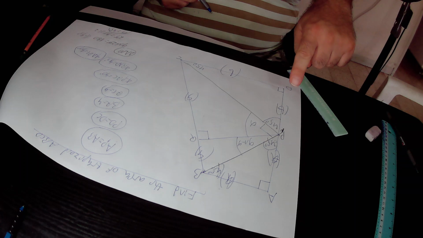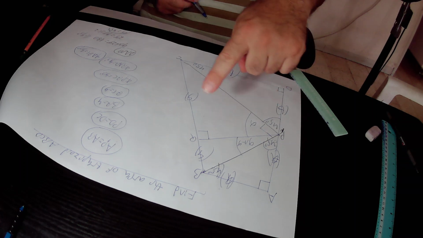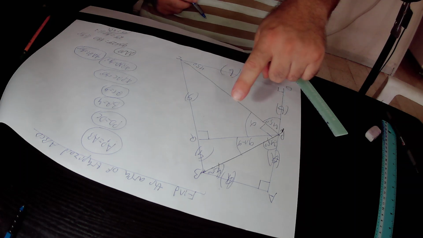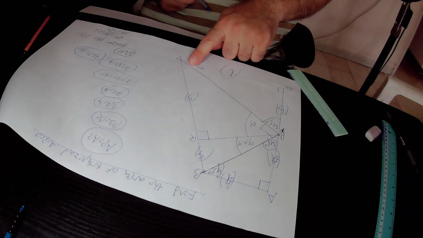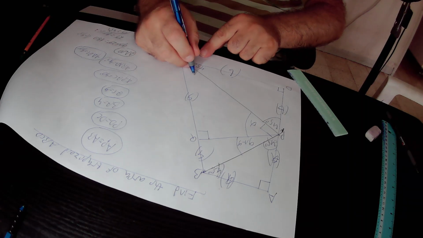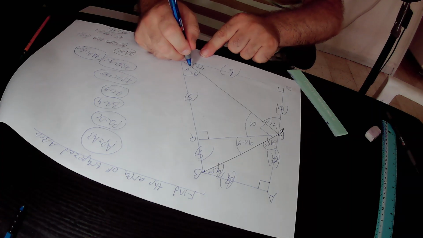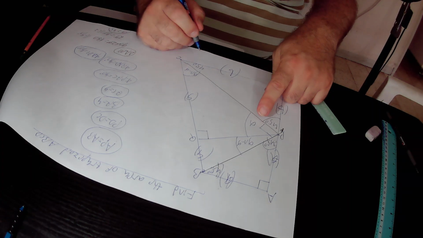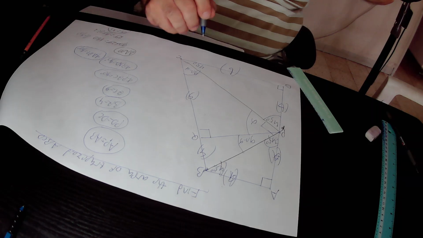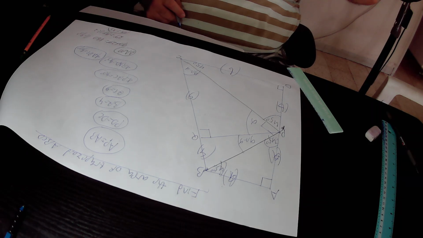So, in the right triangle PQC, this angle equals alpha, this angle equals 90 degrees. Therefore, this third missing angle must be equal to 90 degrees minus alpha. Why? Because 90 degrees minus alpha plus alpha is 90 degrees, and 90 degrees plus 90 degrees is equal to 180 degrees. That is the sum of the angles in any triangle.